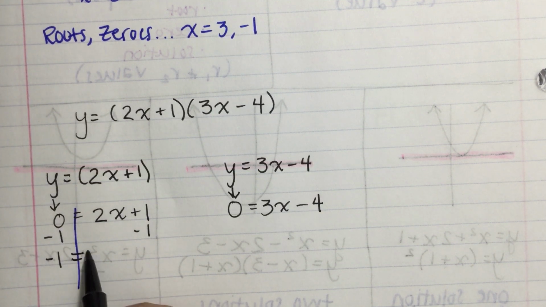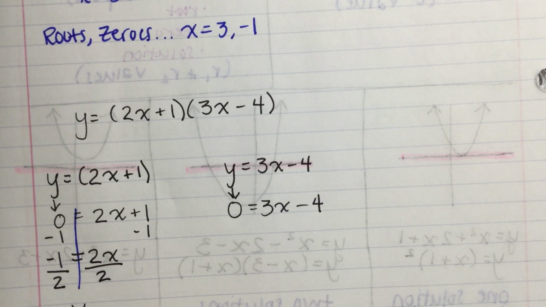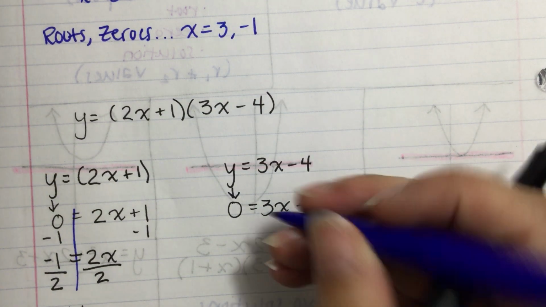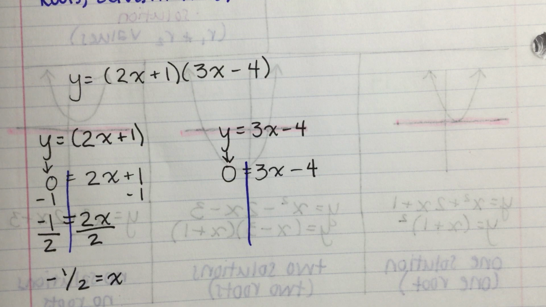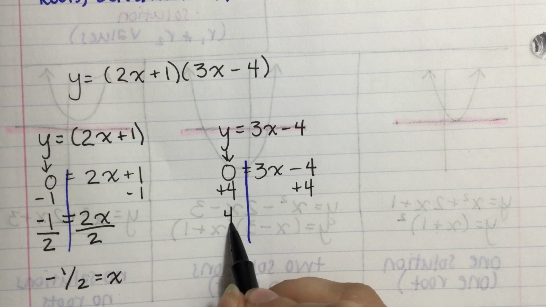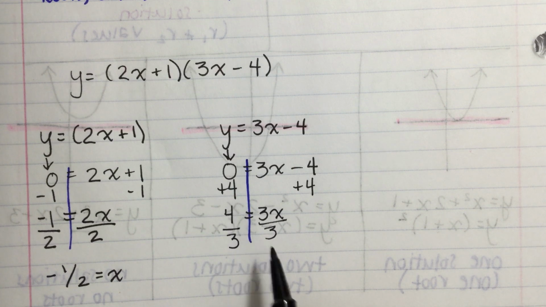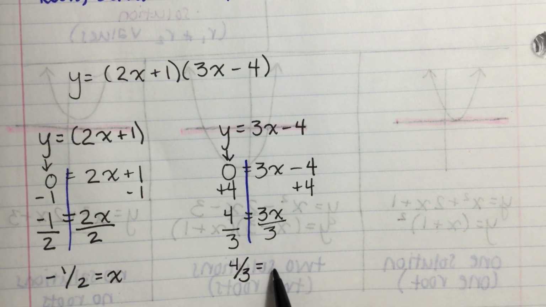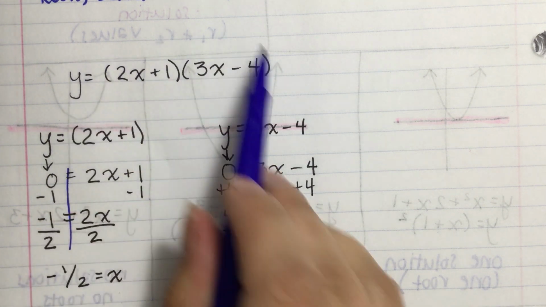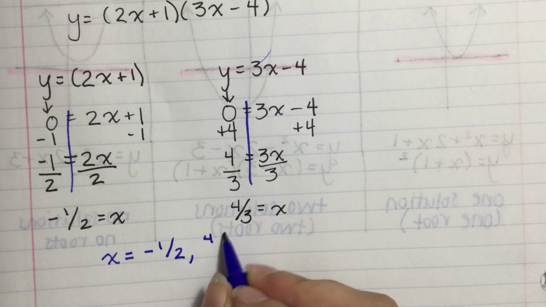So I have -1 is equal to 2x, and then I would divide by 2, and I would be left with negative 1/2 is equal to x for this one. And over here, I would need to add 4 to both sides. Divide by 3 on both sides. And I would be left with 4/3 is equal to x. So the two roots, or solutions, to this quadratic equation would be negative 1/2 and 4/3.